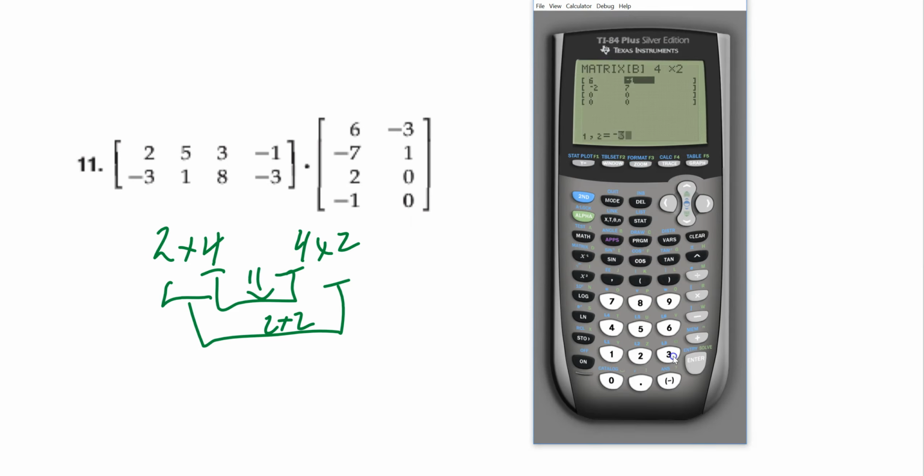So let's do that. Negative 3, negative 7, 1, 2, 0, 0. I gotta type it in, apparently. And 0. So I'm gonna quit. Now if I want to multiply these, all I gotta do is go to second matrix, select the first one, times second matrix, select the second one, and you get an answer: negative 16, negative 1, 6, and 10.